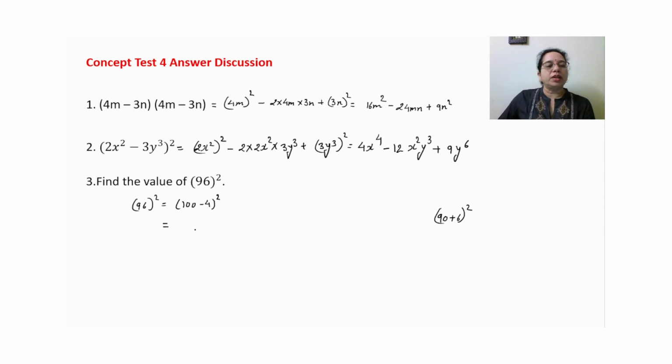So this will be written as 100 whole square minus 2 into first term into second term plus second term whole square. So this will give you 10,000 minus 4, 8 into 100 will give you 800, plus 4 square will give you 16. Calculate this, you will get the answer.